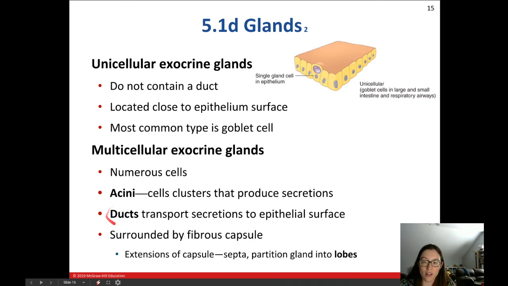And then we have cells that are just going to make the ducts. And these ducts just transport the secretions to the epithelial surface. And then the whole thing is surrounded by a fibrous capsule, and usually that's made of connective tissue. The capsule, in some areas, will dive down into the gland, and then there are these things called septa that partition the gland into lobes.